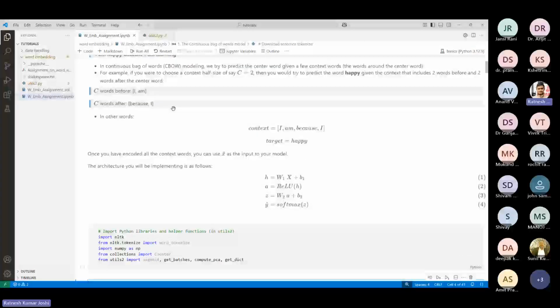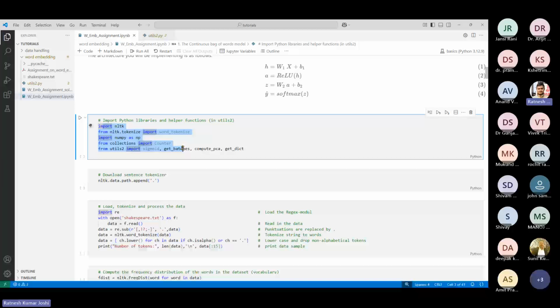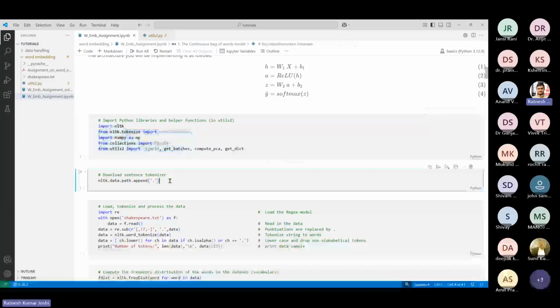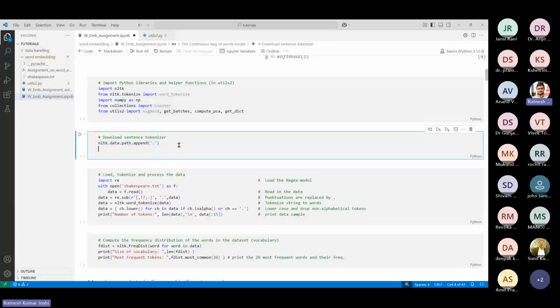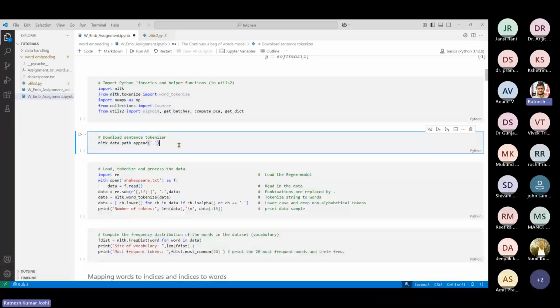Starting from the first section, you are importing all the required packages. You write nltk.data.path.append, so you download the sentence tokenizer. If you do nltk.download, you can download all the functions that are available in NLTK, if you are interested in trying all of them out. However, for our use case, we will only be using the sentence tokenizer.